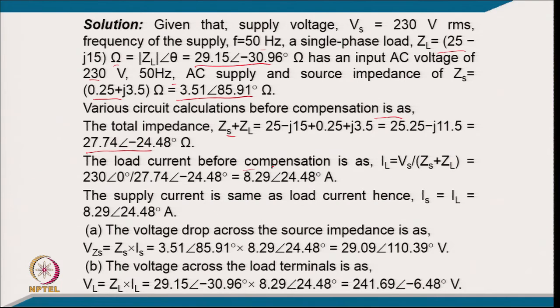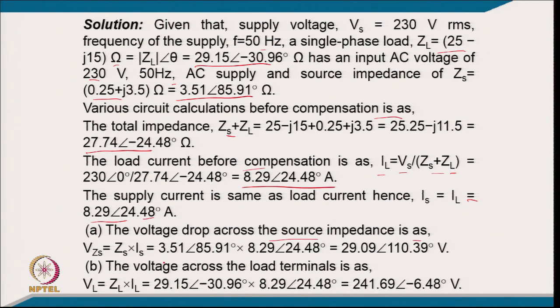The load current before the compensation will be IS equal to Vs upon ZS plus ZL, and after putting the values it comes 8.29 ampere at the angle of minus 24.48 degree, and supply current is the same as the load current. So, it comes like 8.29 ampere at the angle of 24.48 degree.